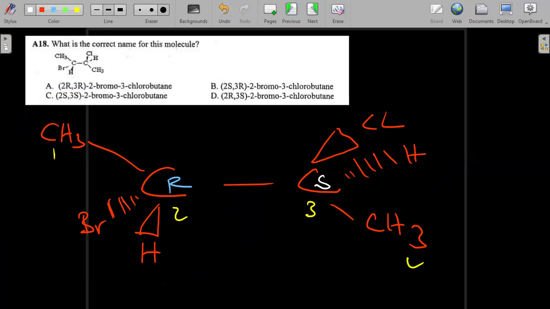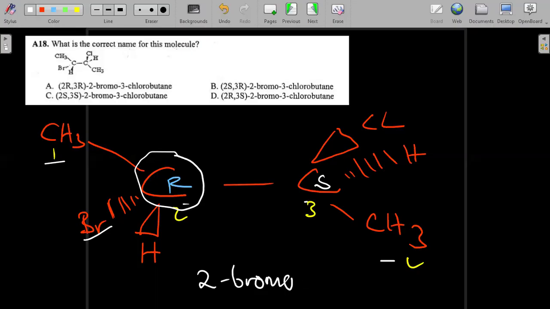Once we find this, we can now name them. This is my carbon 1, carbon 2, carbon 3, carbon 4. At carbon 2, I have a substituent, which is bromine. That will be 2-bromo. And then at carbon 3, I have a substituent, which is chlorine. So that will be 3-chloro.